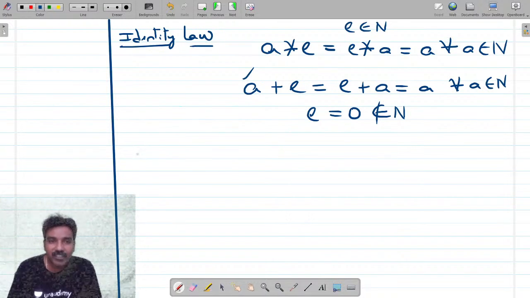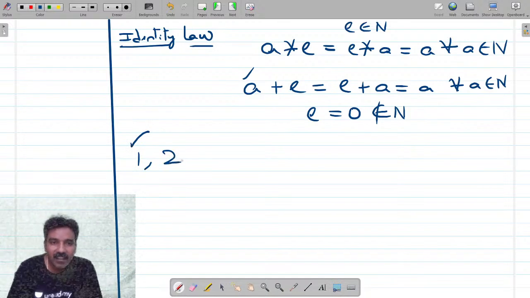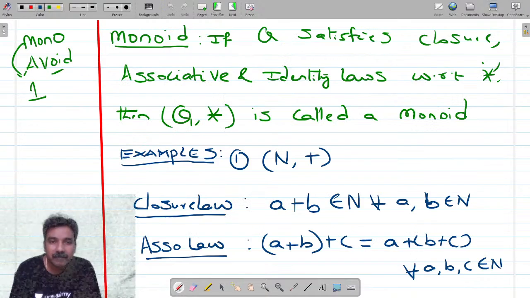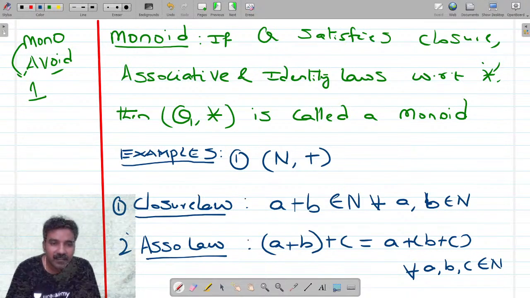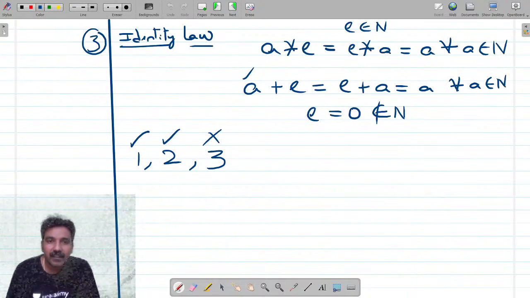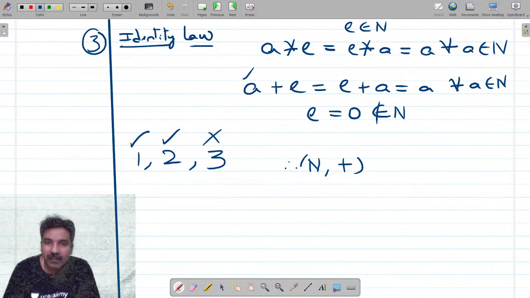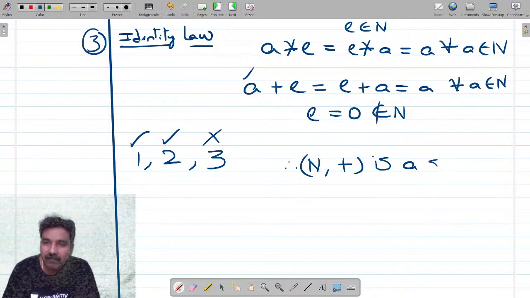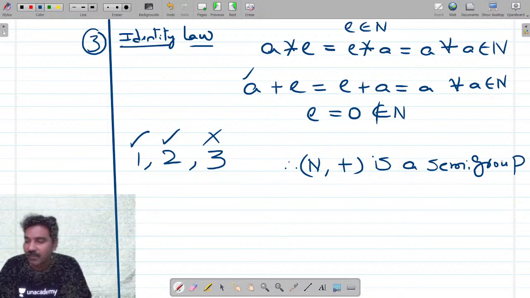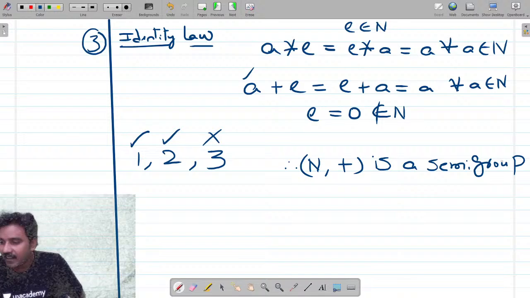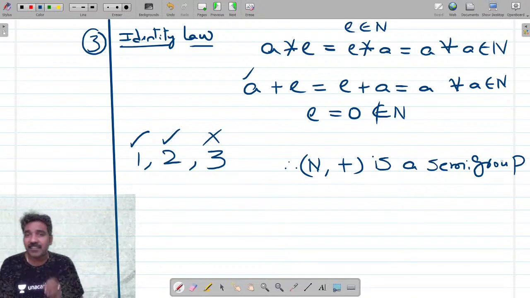So only first property is worked out. Second property worked out. Third property fail ayindi. This one is the third one. This is first. This is second. So only first two. So therefore n comma plus is a semi group. It is semi group andi. Follow avutunara? Any doubt? N comma plus is a semi group.